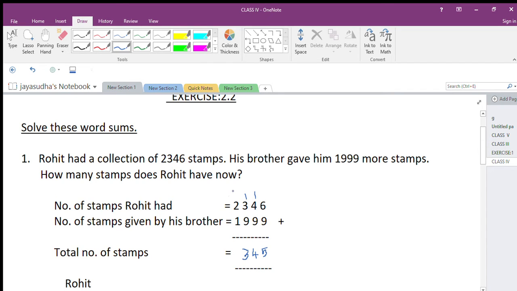Then carry to the next. So 1 plus 2 what? 3. 3 plus this 1 you counted. You get 4. Okay children. So total number of stamps. How many stamps? 4345. Total number of stamps. How much is that? 4345. You have the total number of stamps here.